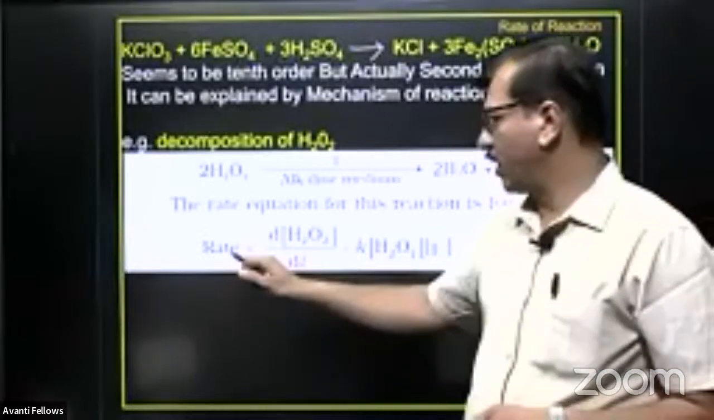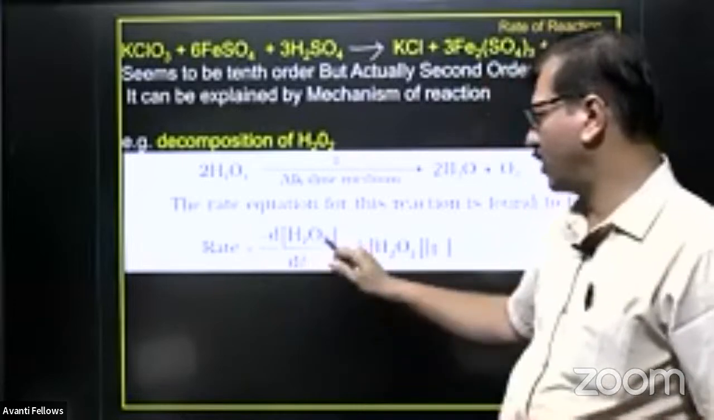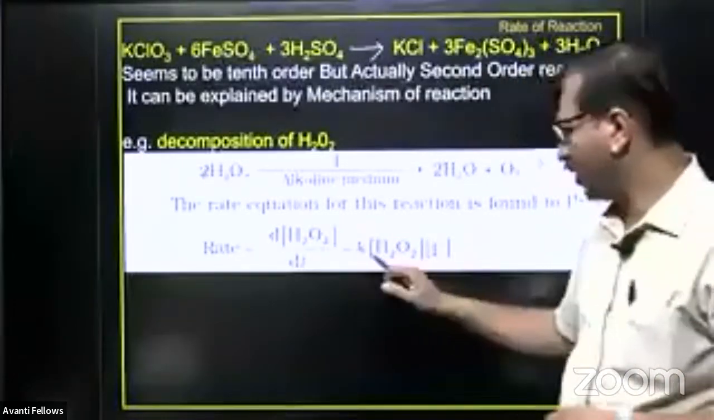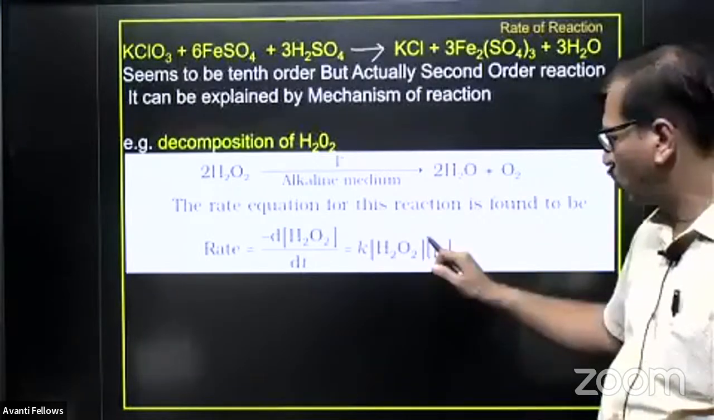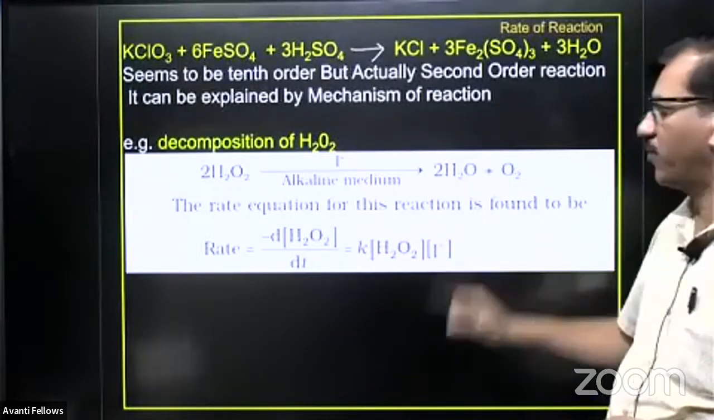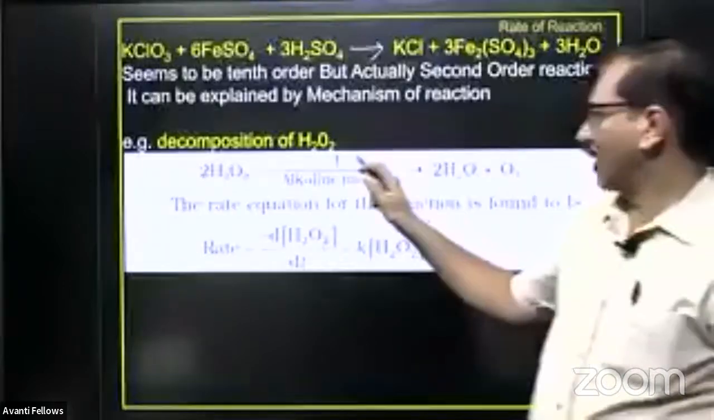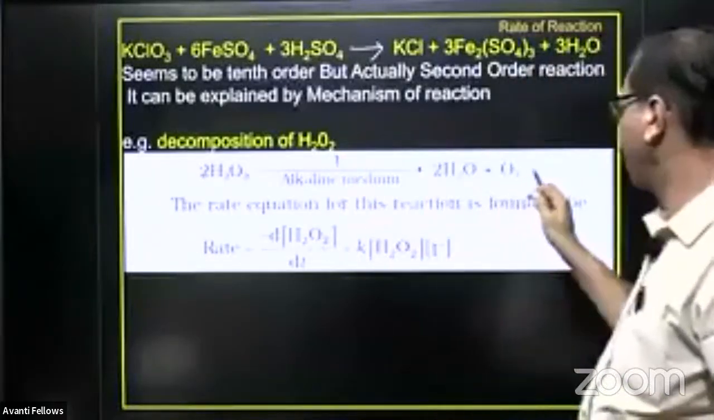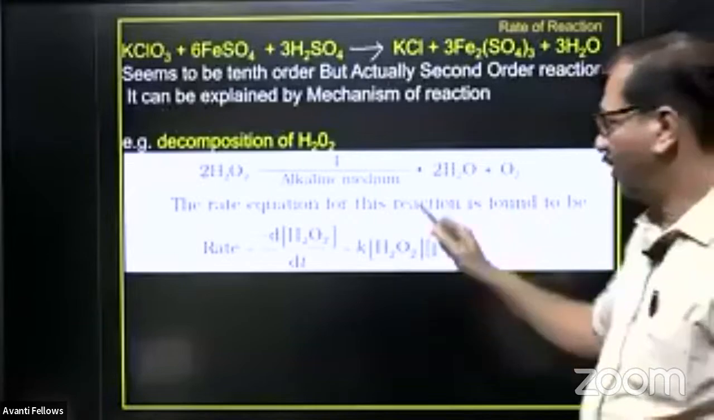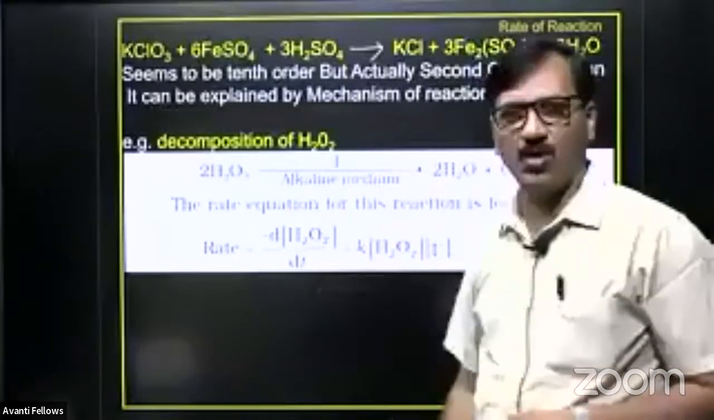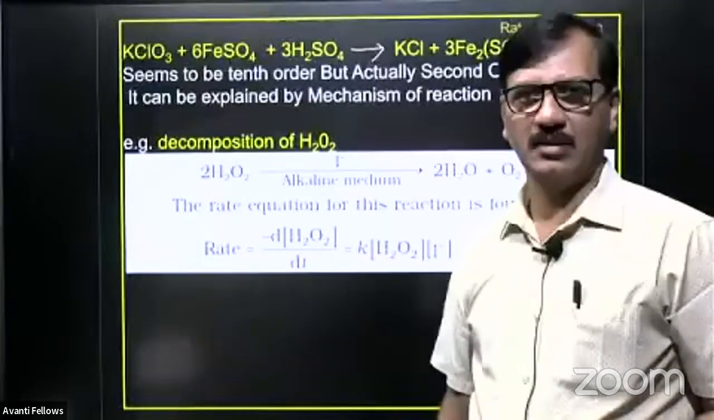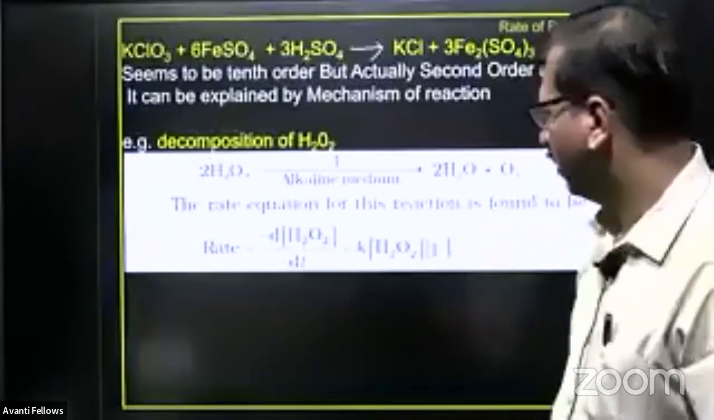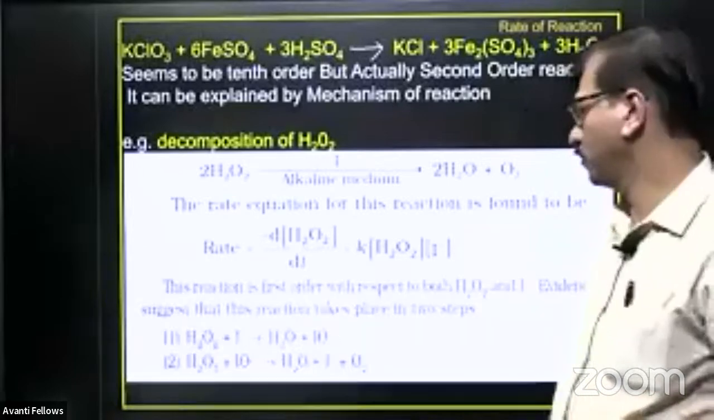The rate of the reaction, the differential rate equation, says that the rate depends on k into H2O2 to the power 1 and I minus to the power 1. Even though I minus is not at all there in the product, the concentration of I minus ion also determines the rate of the reaction. It is a strange thing. Then how to explain this?